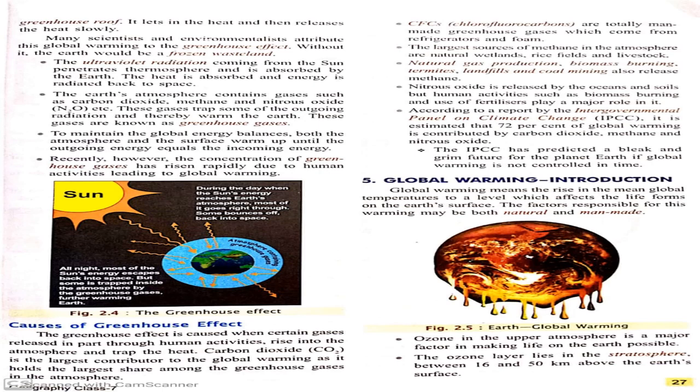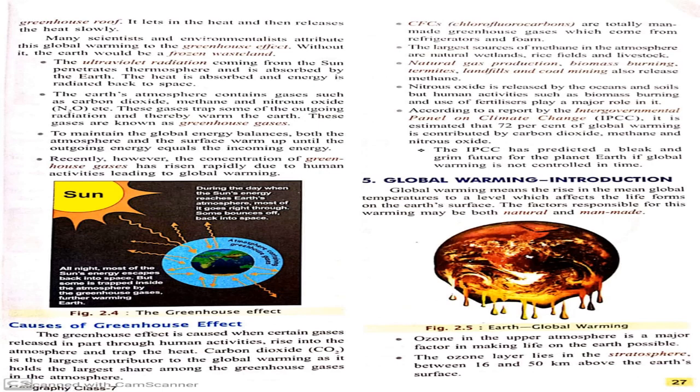So what is a greenhouse gas? Those gases which trap the outgoing radiation and warm the earth are known as greenhouse gases. Okay, now to maintain the global energy balance, both the atmosphere and the surface warm up until the outgoing energy equals the incoming energy.